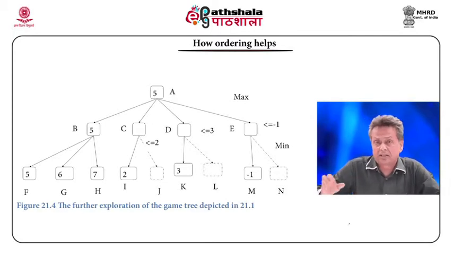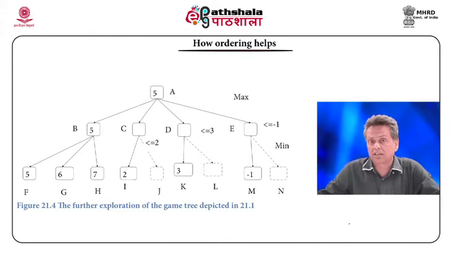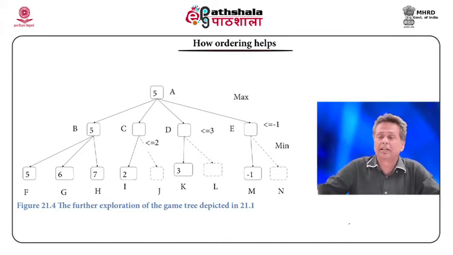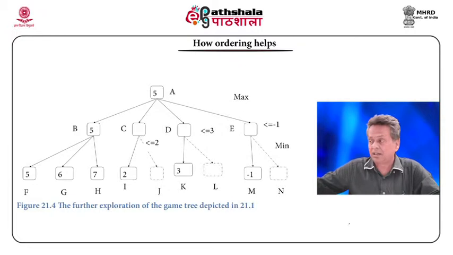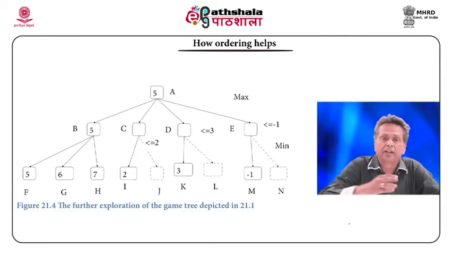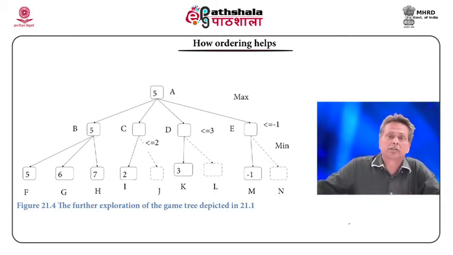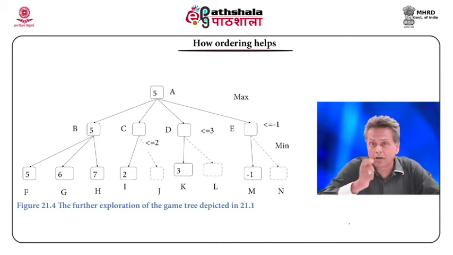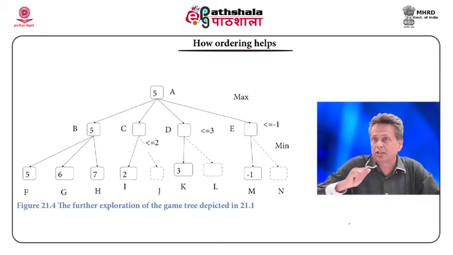But the point is, I am doing B before others. I get a better value in the beginning, and that can help me. If I had started with E, probably I would have explored all the nodes everywhere, because I start with the worst thing and everything else looks better, so I'll explore everything. So this ordering is very, very important in this case.